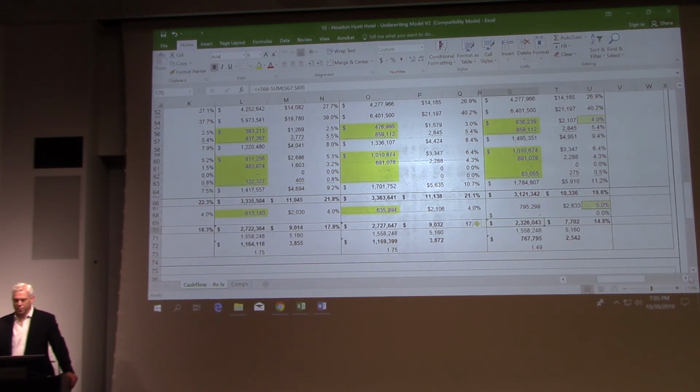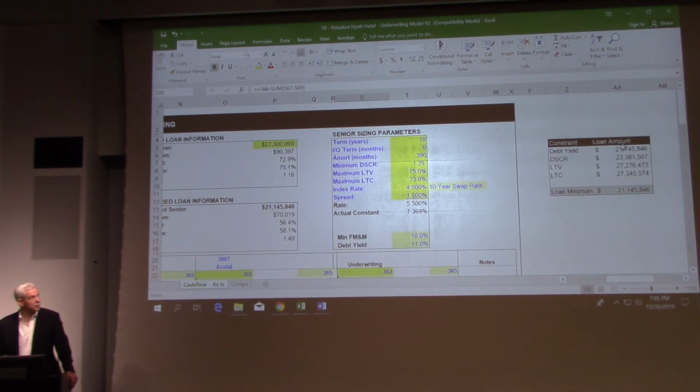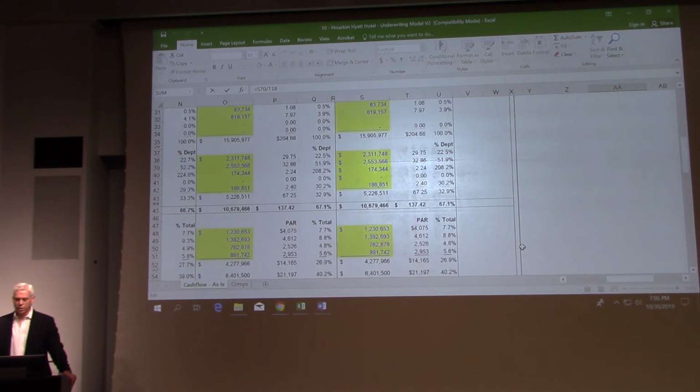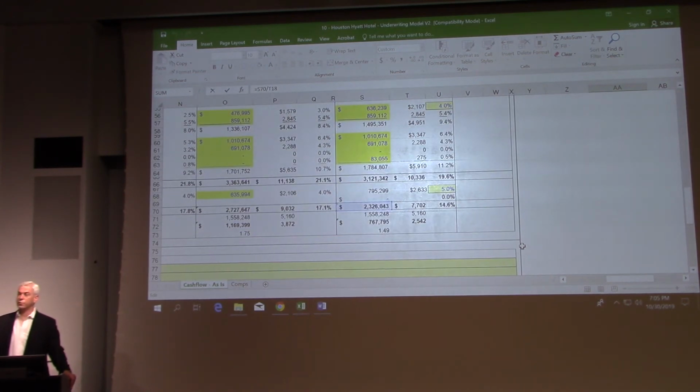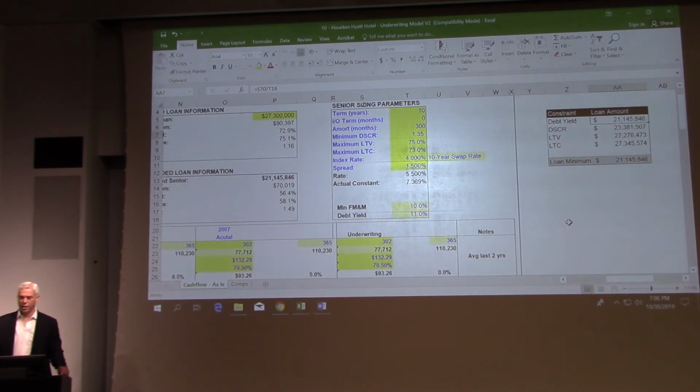We're going to take that number and we're going to size it a few different ways. I'm sorry for flipping up and back, but this is kind of the way the model is laid out. So for the debt yield, we're going to take our underwritten cash flow of 2.3 million, and we're going to divide it by the debt yield. And that comes up with a number of 21,145. We're going to take that same 2.3 million, divide it by the loan constant, and then divide it by the minimum coverage to come up with a loan amount constrained by DSCR only. I'm going to stop there for a second. Everybody understand what I'm doing?